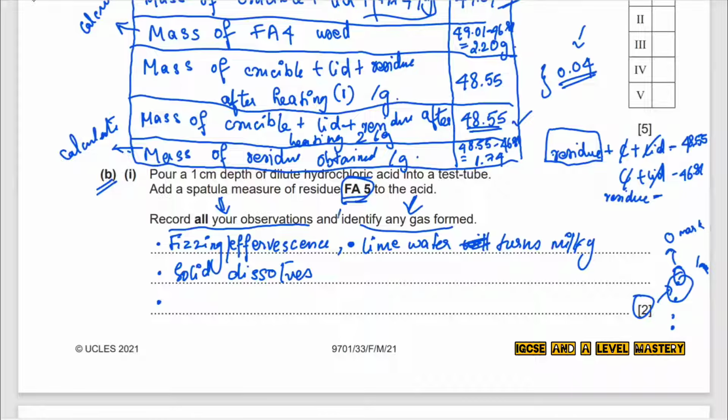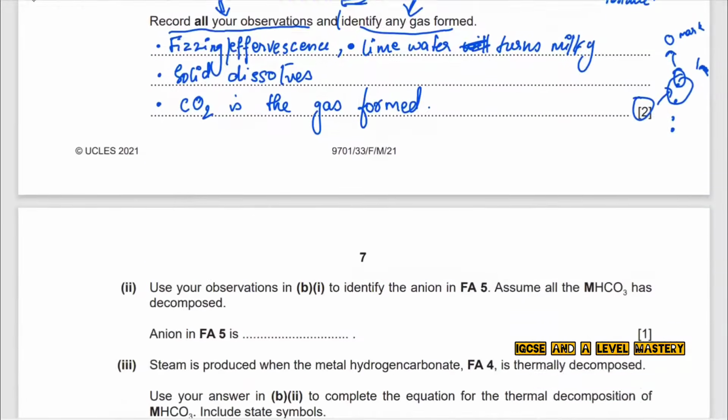And the last is to identify the gas formed. Usually we won't be writing the identity of the gas. If you take salt analysis and all, we'll write the identity at the end. But over here, since it is asked in the question, we'll write it. So CO2 is the gas formed. So 4 points for 2 marks, because they are asking us to write all the observations and the identity. So definitely it's going to be 0.5 marks for each point.